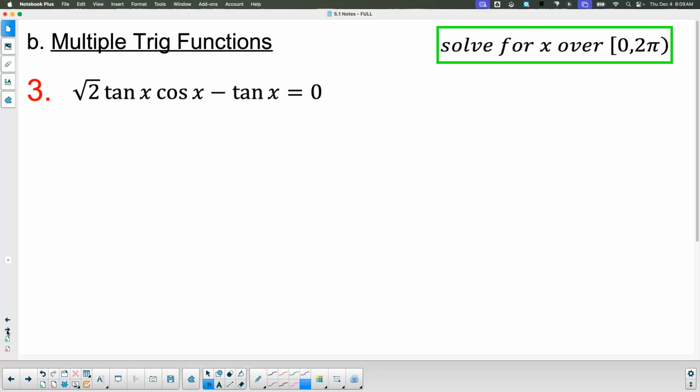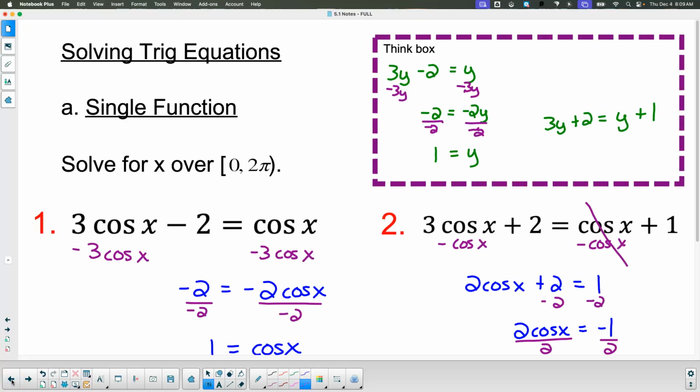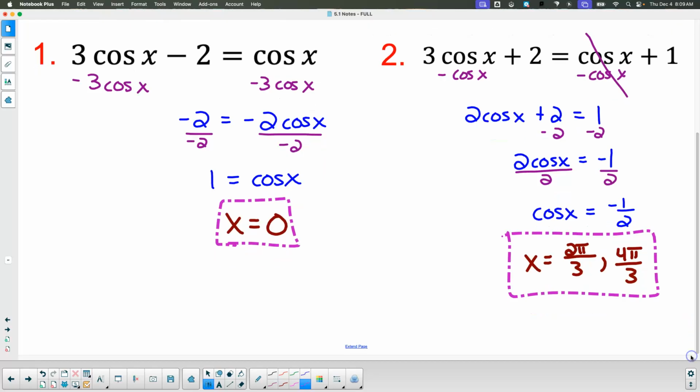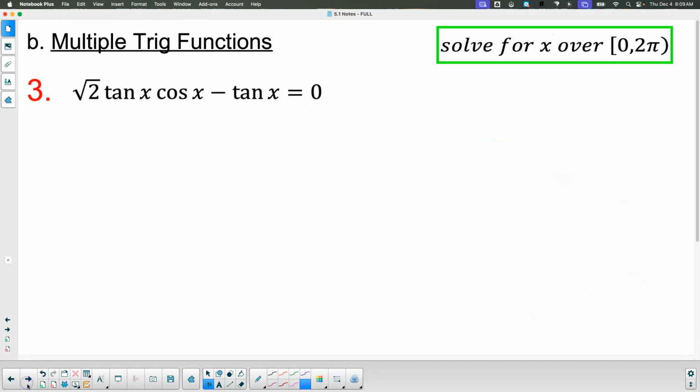Now we've got multiple trig functions in our equation. Actually, hold on. Oh, no, we're at 3. Okay, I just wanted to make sure that there wasn't one more stuck way down here. Every once in a while, we'll hide one way at the bottom, and I forget to scroll down. Okay, now we've got multiple ones.